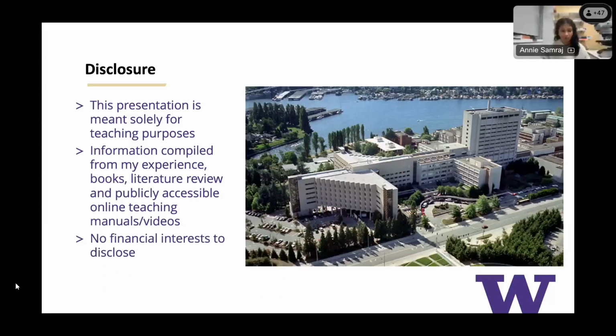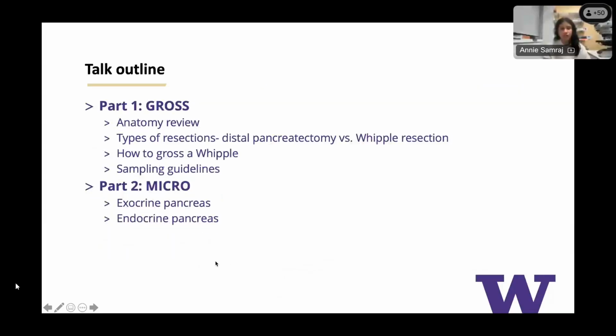I'm presenting from the University of Washington. That's the picture of the main medical center and my office right now. So I'm here on the 5th floor of this tall building, and that is Lake Washington right there. I have no financial interest to disclose.